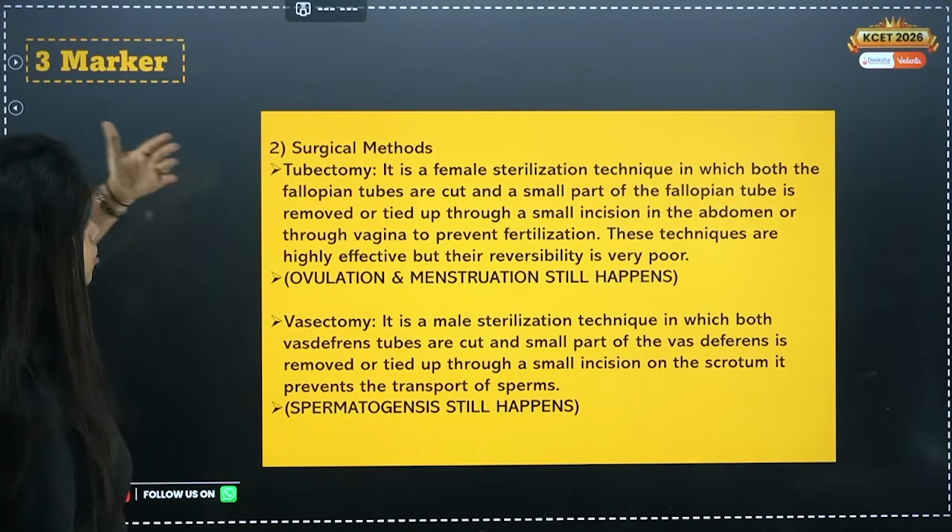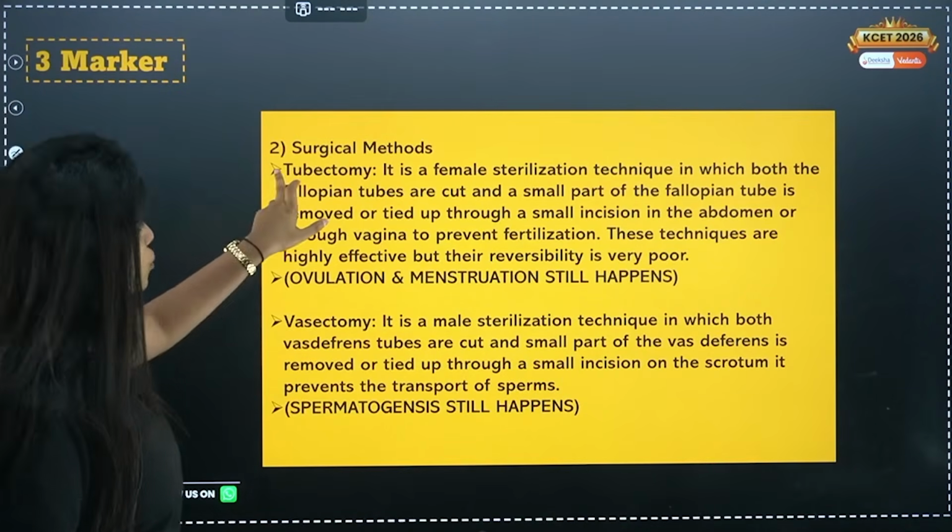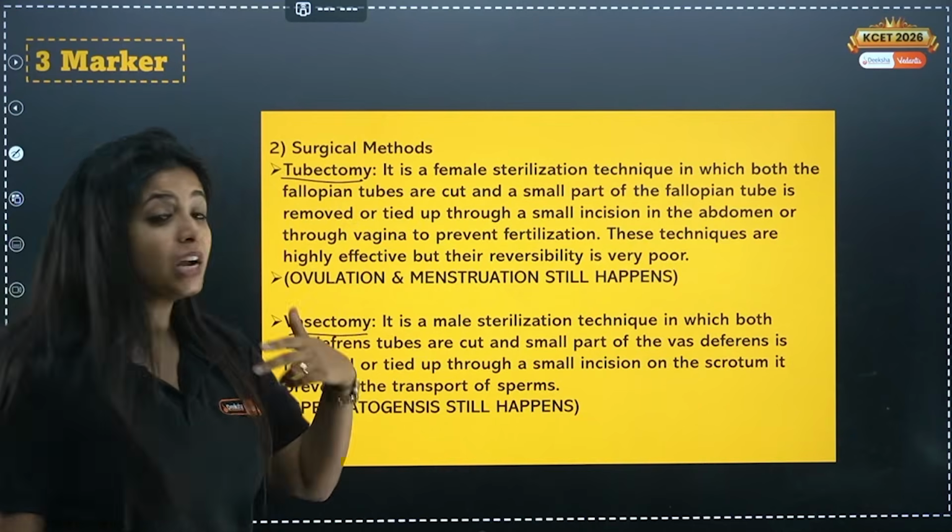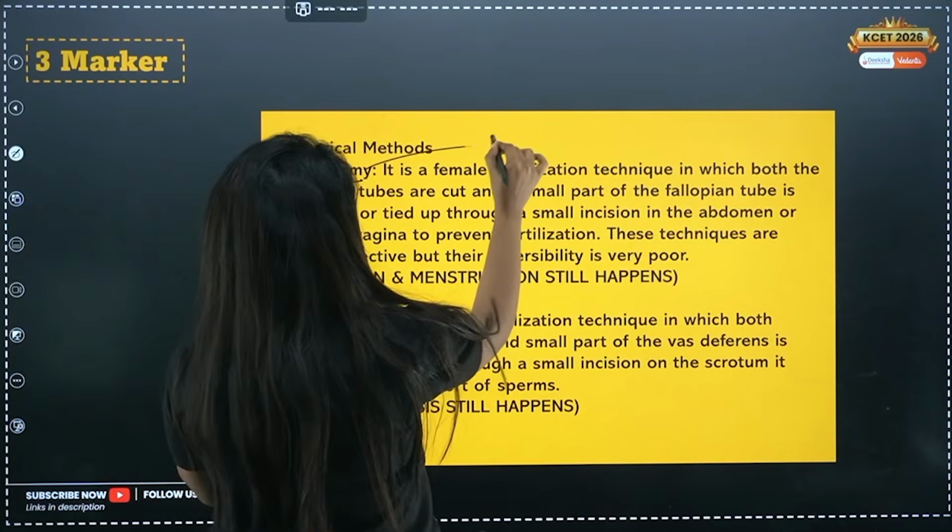Now going ahead with the surgical methods, you have 2 of them. One is tubectomy and the other one is vasectomy. Tubectomy, as in you are going to cut the fallopian tube.